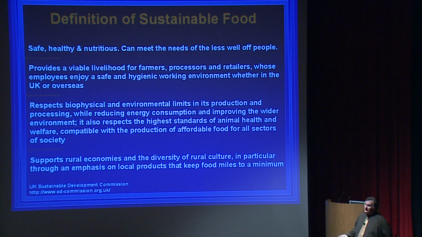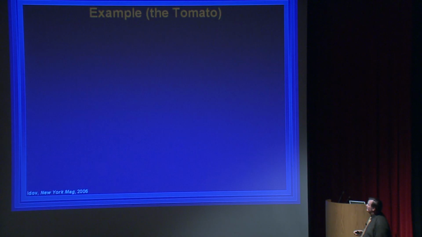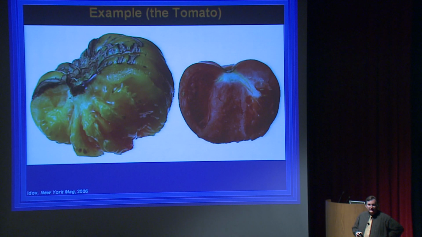So a definition of sustainability can have a lot of different pieces to it, all affecting different parts of the food system. So let's talk about an example, and sustainable or not, modified or not, and what qualities food may have, depending on what you're paying attention to. And there was an article in New York Magazine in 2006 that I thought was quite interesting here. They gave examples of two different tomatoes.